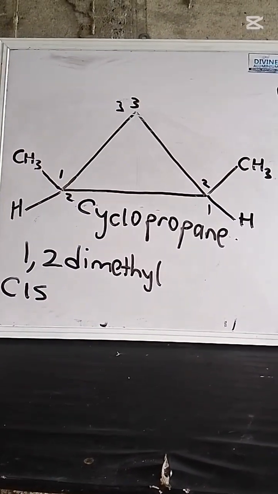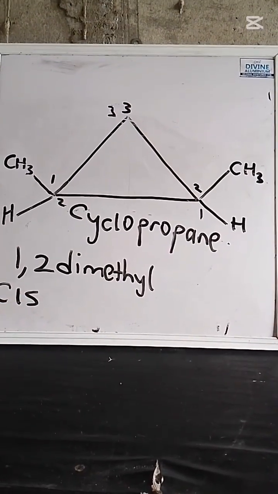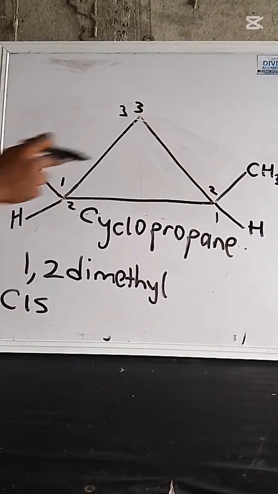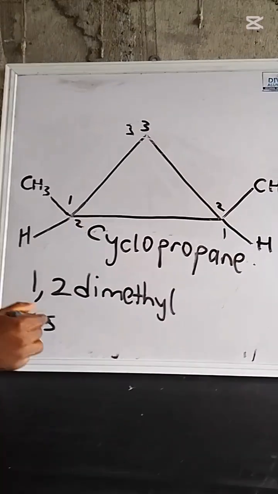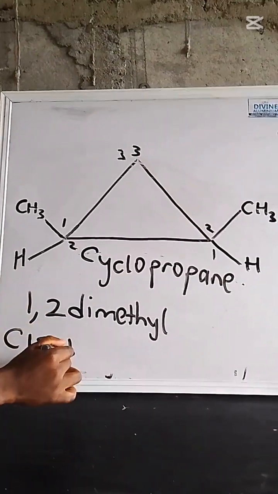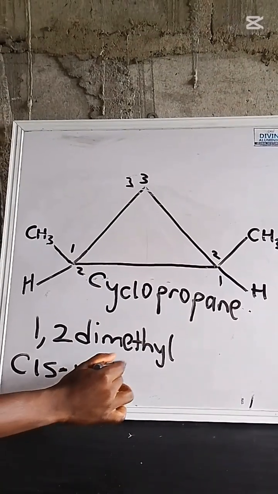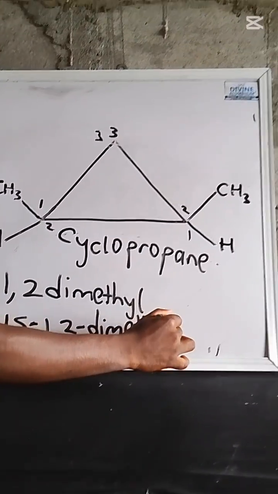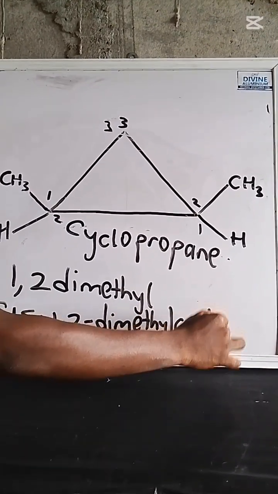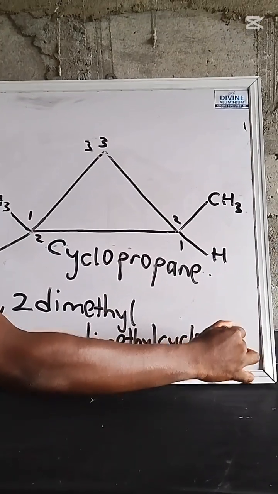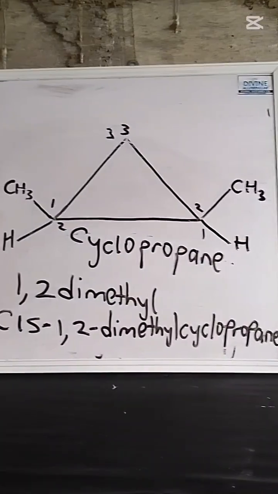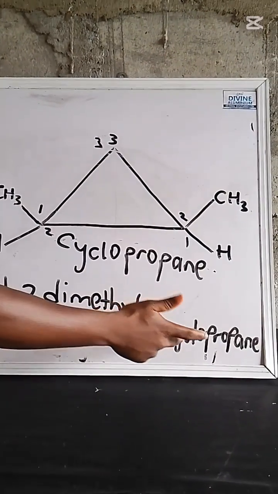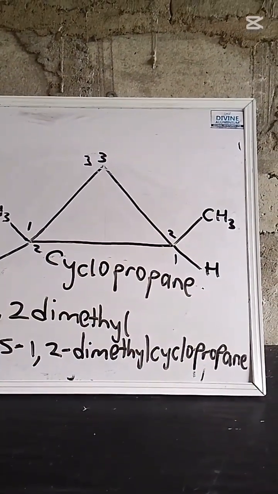So in naming this compound, I will not ignore CIS. I'm going to put down CIS. Why? Because they are on the same plane of reference and they are the same group. So therefore, I have CIS-1,2-dimethylcyclopropane. Say with me, CIS-1,2-dimethylcyclopropane.